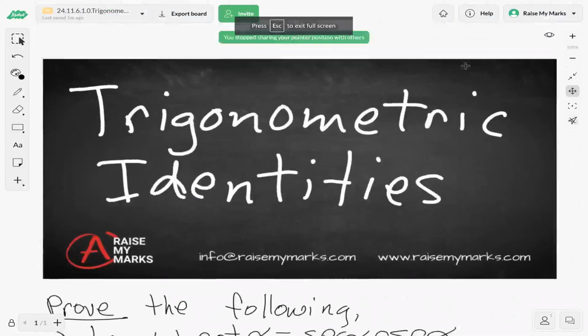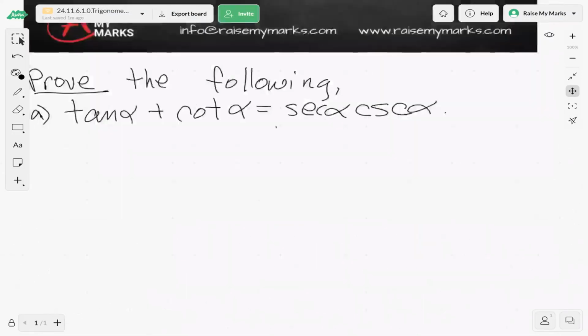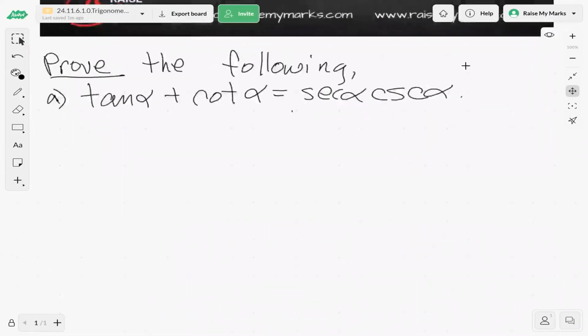Hello. So today we're looking at trigonometric identities. This usually involves proving something. So we're asked to prove the following. All right, so how do we prove things?